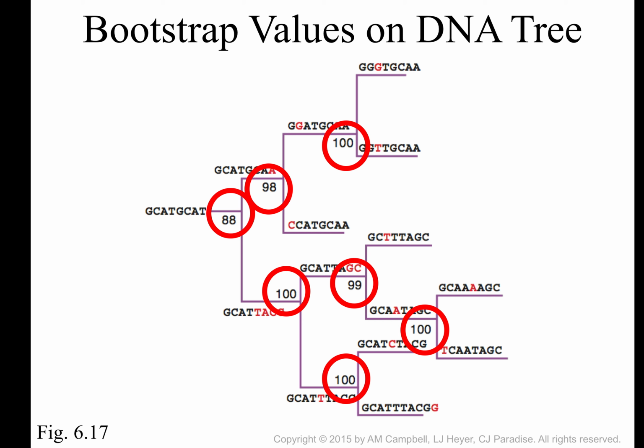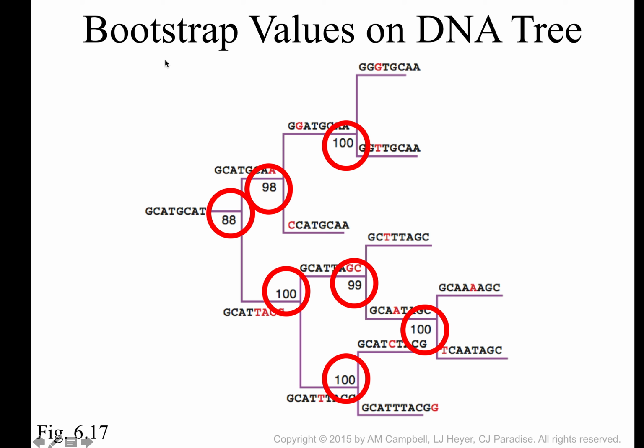And they could say, okay, of all those different guesses I made in the computer, what percentage of the time do I cluster these two groups together? And in this case, it's 100% of the time. In this case, it's 98% of the time. In this case, it's 88% of the time. The other 12% of the time, I get a different arrangement than this tree.